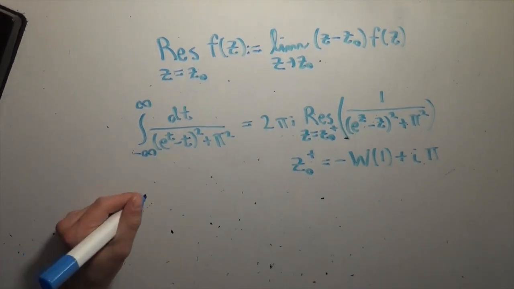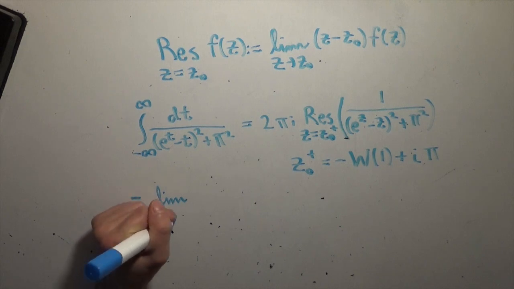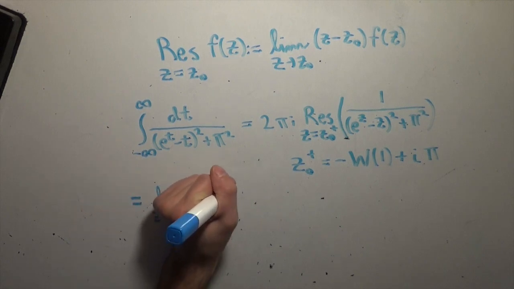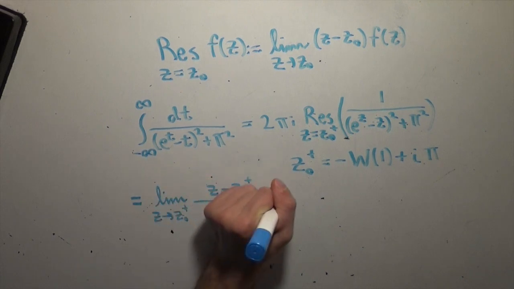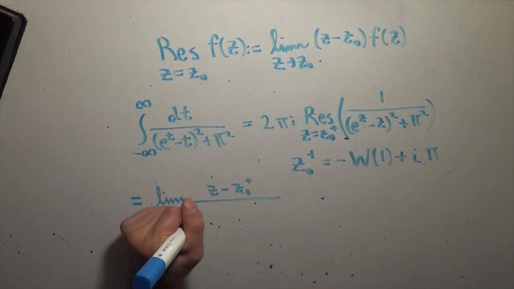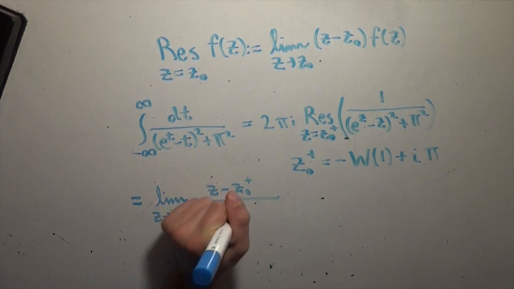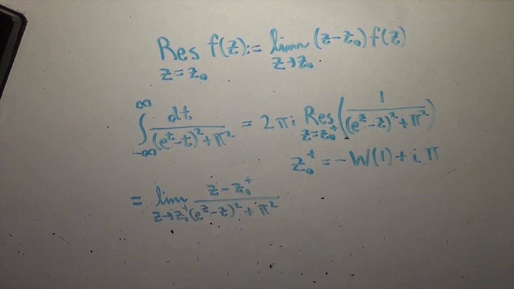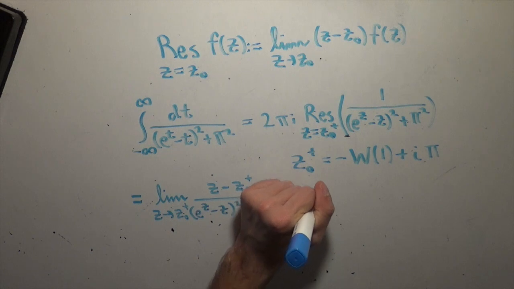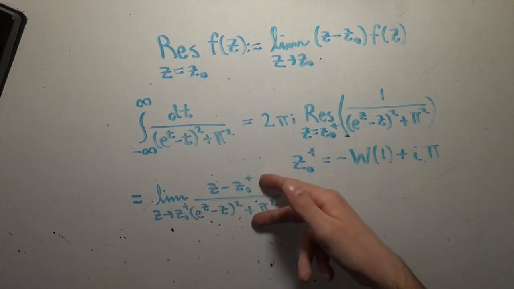By definition of the residue, this is the limit as z approaches z0 plus of z minus z0 plus divided by this denominator here. Because the numerator is 1, we just need to multiply this into the numerator. So we get e to the z minus z all squared plus π squared. Now we're evaluating a limit of something divided by something else, both of which are going to go to 0 as z approaches this number. So we need to apply L'Hôpital's rule, and so this will be the same as the limit as z approaches z0 plus of the derivatives of these two things divided by each other.